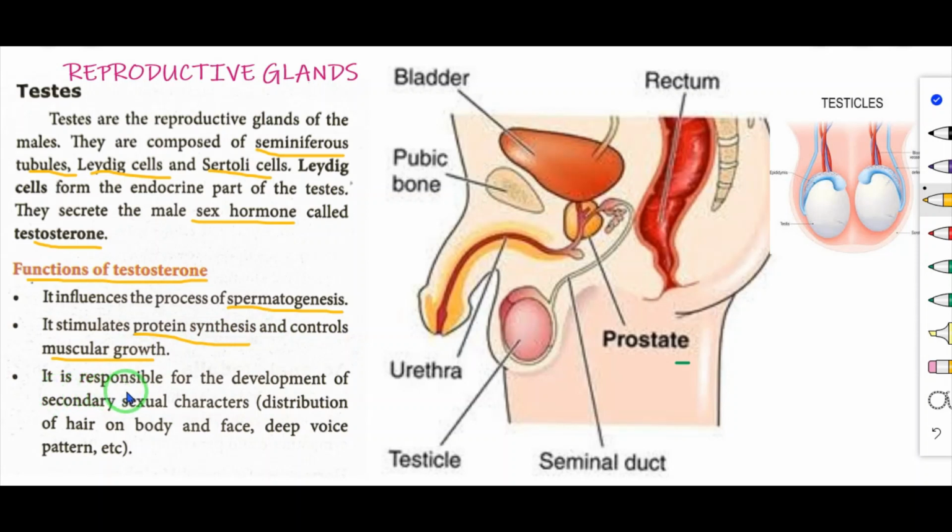Third one, it is responsible for the development of secondary sexual characters. Those characters are distribution of hair on body and face, deep voice pattern, etc. So these are the functions of testosterone: it influences spermatogenesis, stimulates protein synthesis, controls muscular growth, and develops secondary sexual characters.